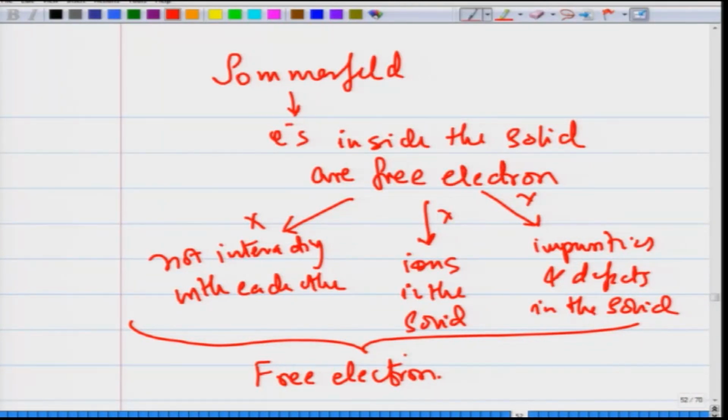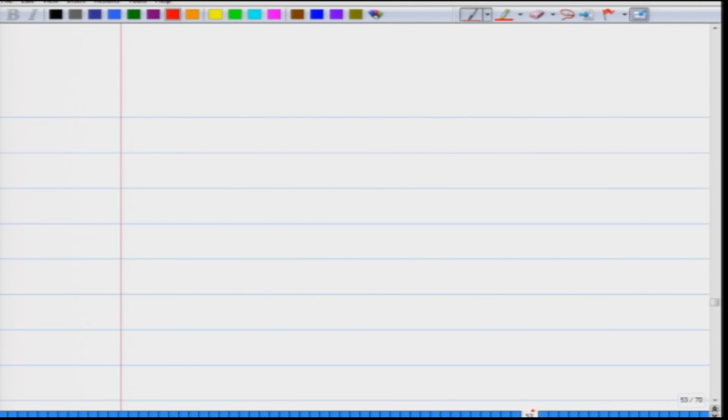So consider the solid as a three-dimensional cube. And for simplicity, we consider it as a cube with sides of length L.